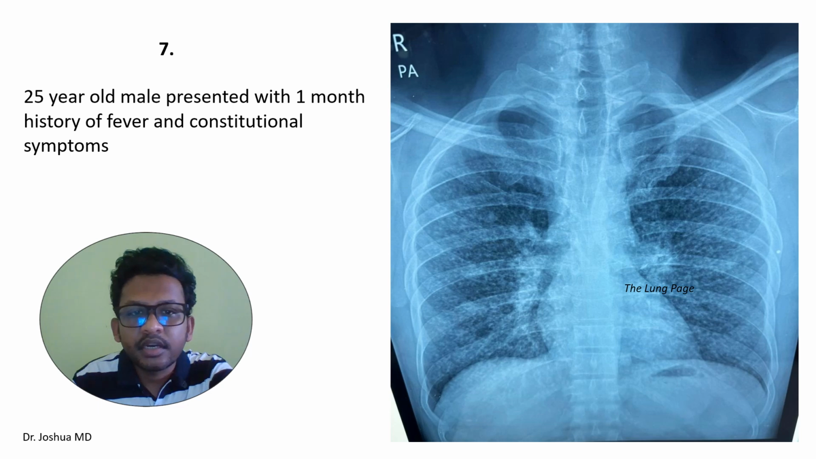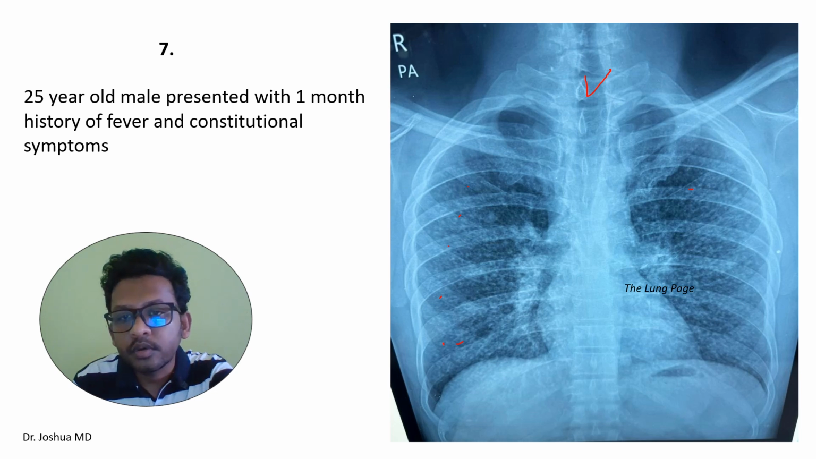So number 7. A 25-year-old male presented with 1 month history of fever and constitutional symptoms. So we took a chest X-ray. What is the chest X-ray finding? As we all know, very quickly we can read in ABCD order. We can see the airway is completely normal and the bones are normal. Here the problem is in the lung field. You can see the tiny lung, there are some mottlings.